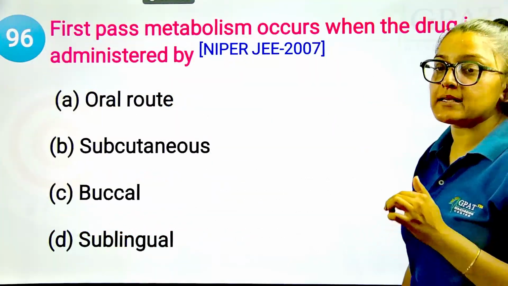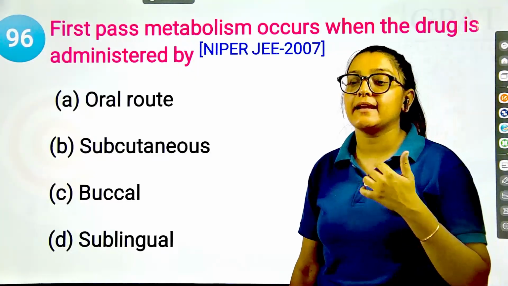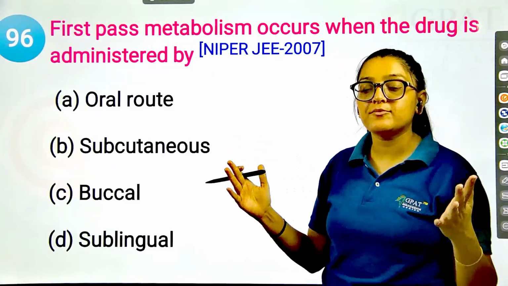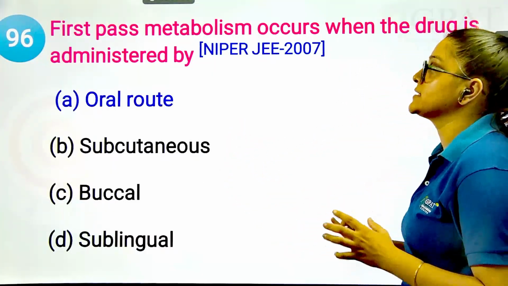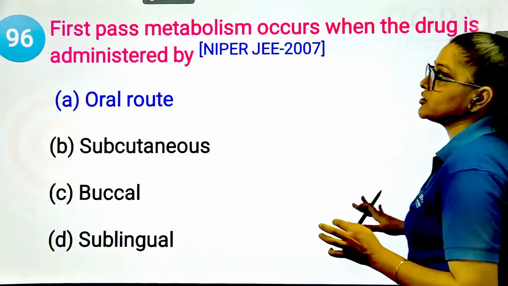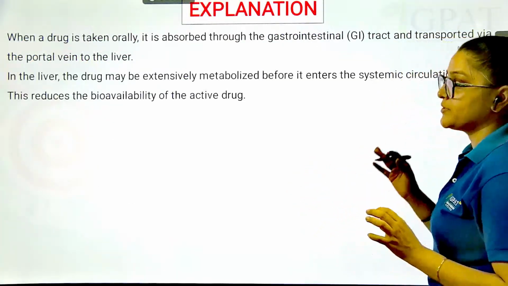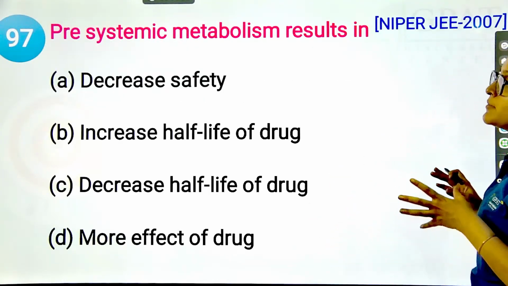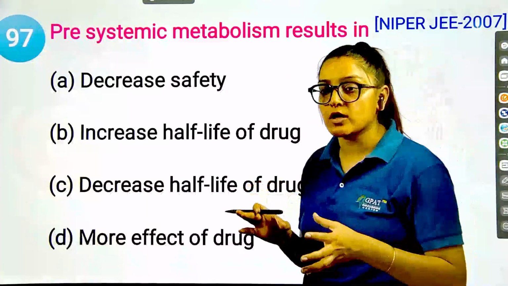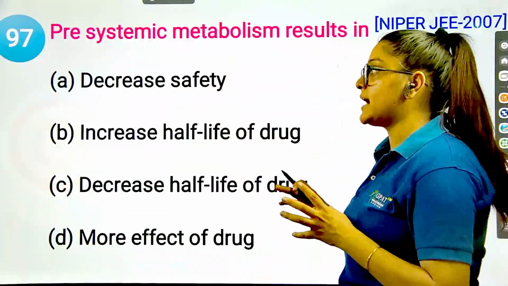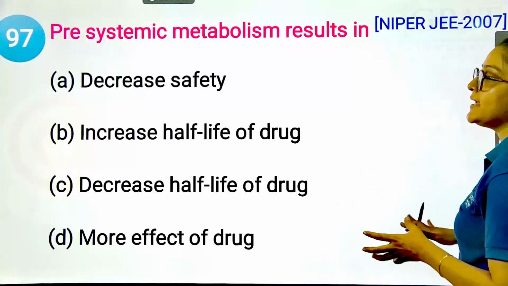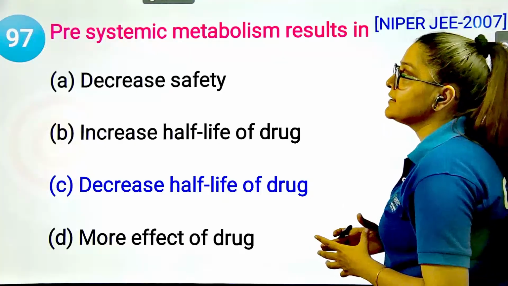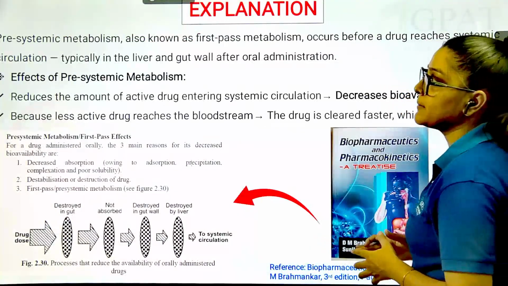Next, first pass metabolism occurs when the drug is administered. So we have all done with our pharmacology, our biopharmaceutics. Definitely the oral route is the major chunk that causes the first pass metabolism effect. Okay. Next, pre-systemic metabolism results in, that means we are talking about the first pass metabolism, that results in decreasing the half-life of the drug and reduces the bioavailability of the drug. Okay, the correct answer was option number C.